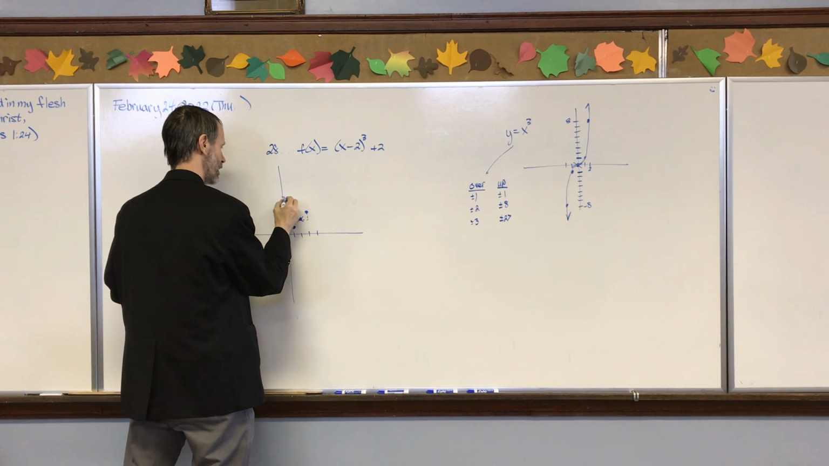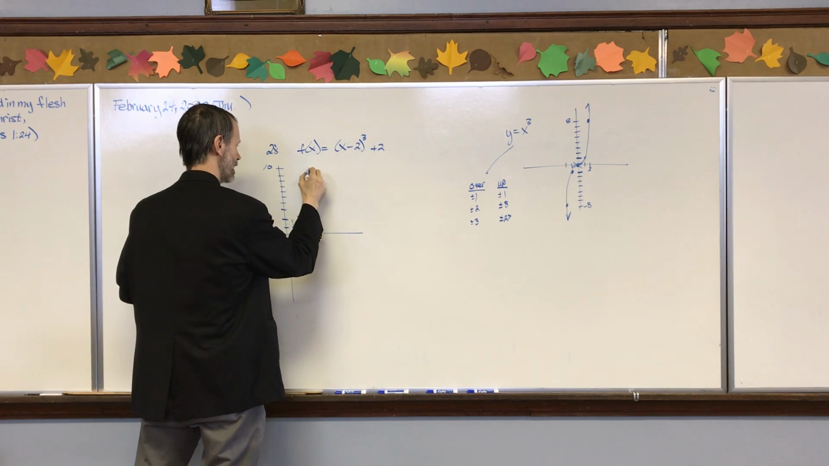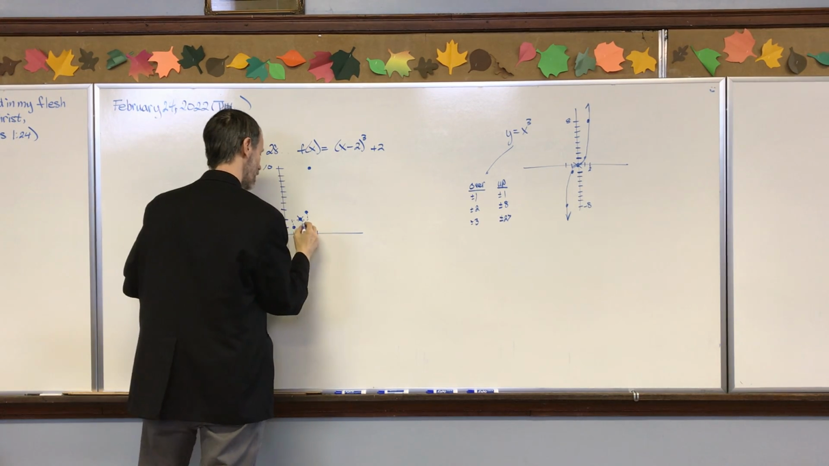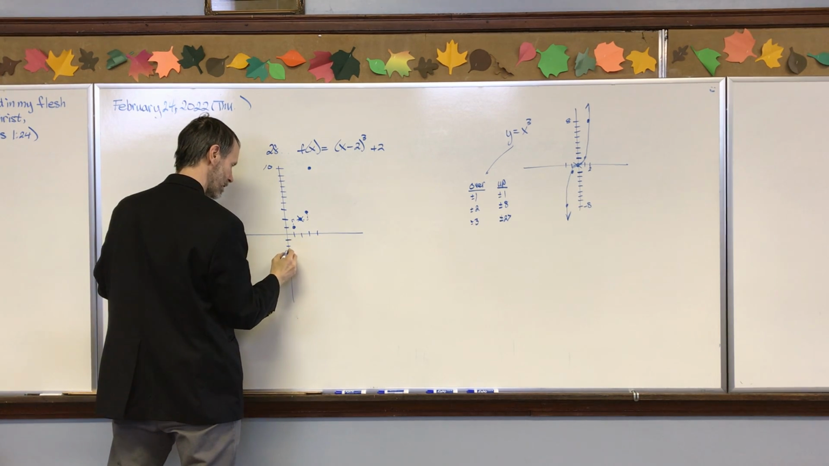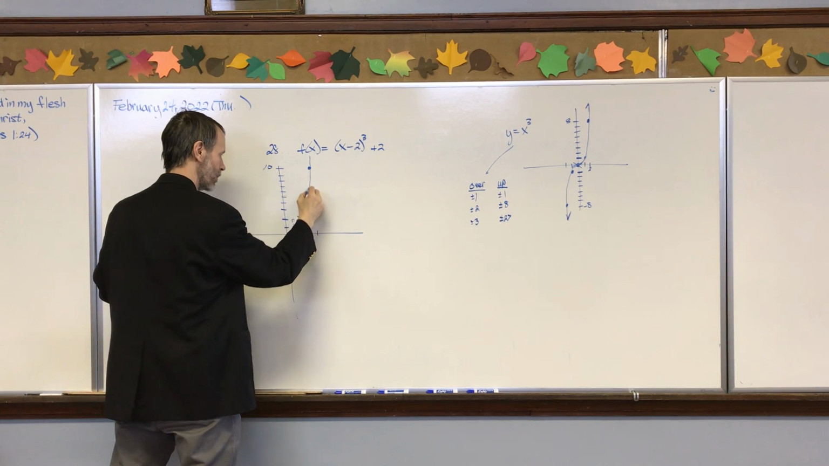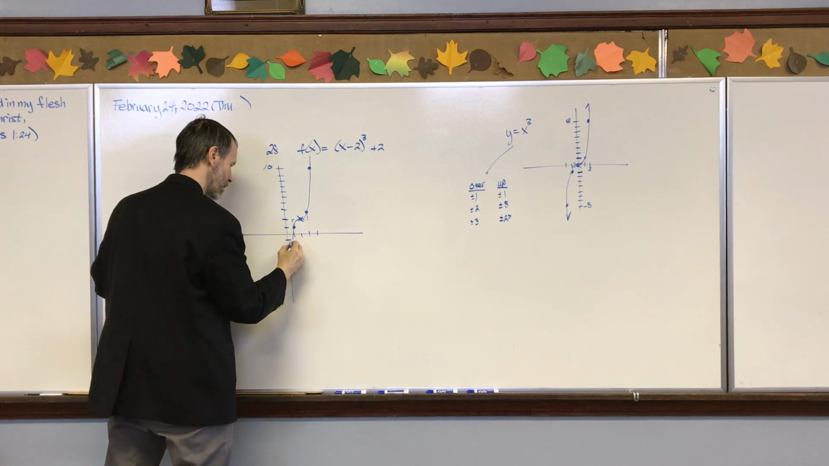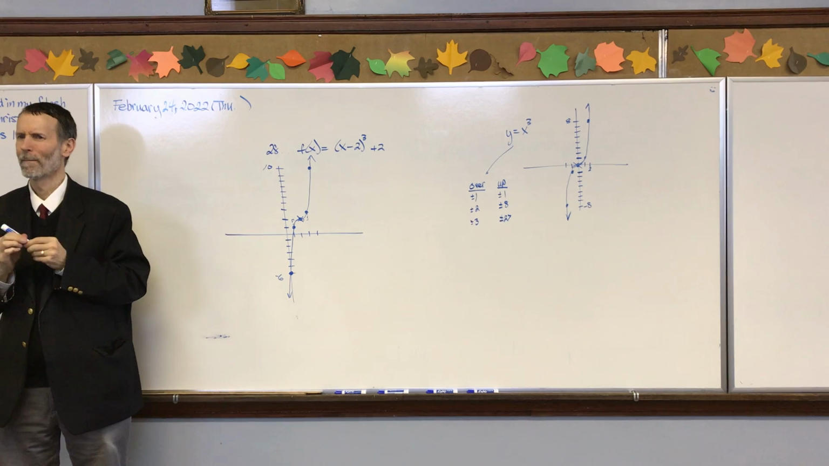So it's already at 2, 6, 7, 8, 9, 10. So it's going to reach a height of 10. And over here, it's left 2 and down 8, so it'll be down at negative 6. Here's your graph of the original. Does everybody follow what I just did there?